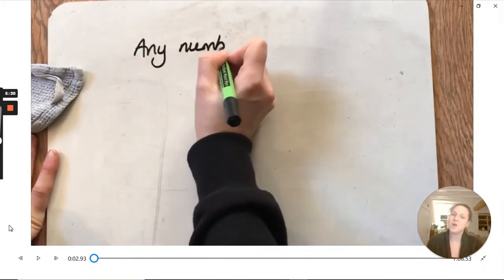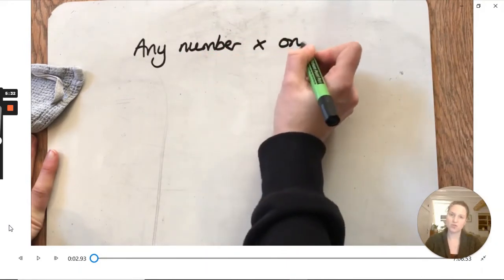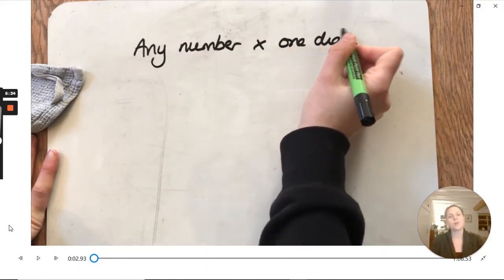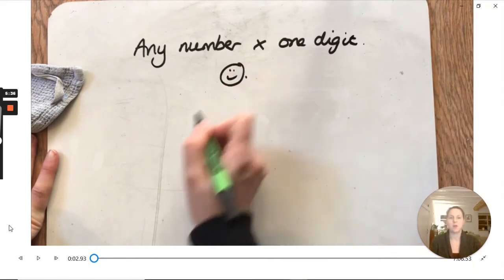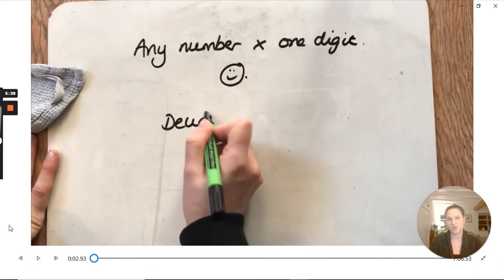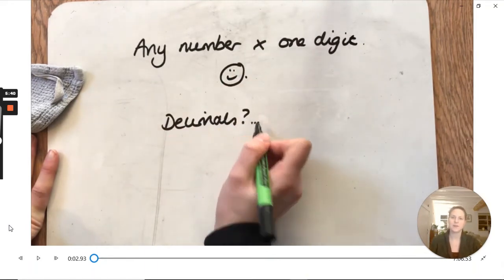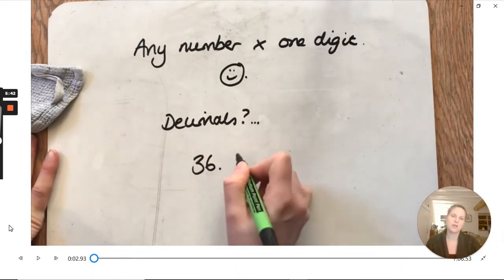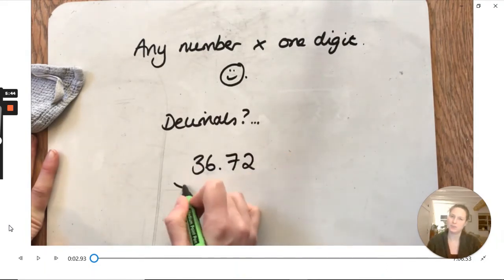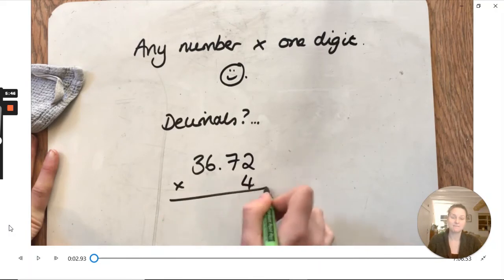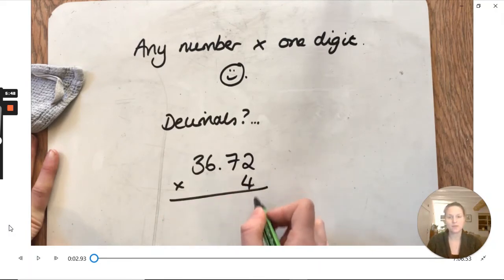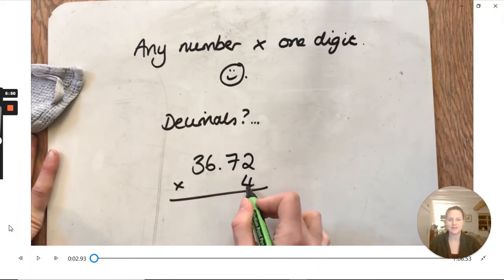So we've so far learned, and remember, pause if you need to and go back and practice, we can multiply any number by 1 digit using those methods we just saw, either through step 1, the expanded method, or step 2. Can this be applied to decimals? Well, the answer is yes. Here's a decimal example. We are going to work this exactly the same.